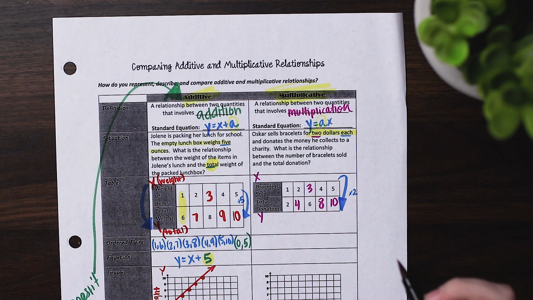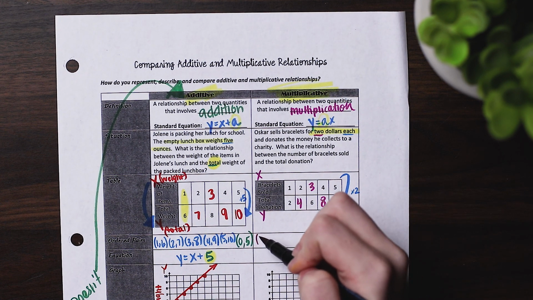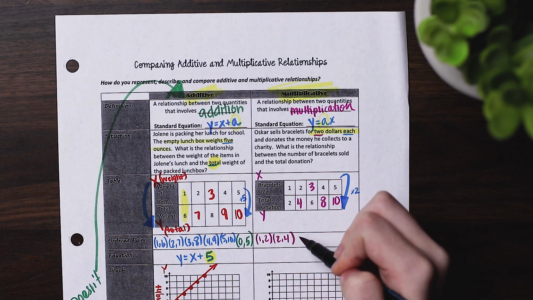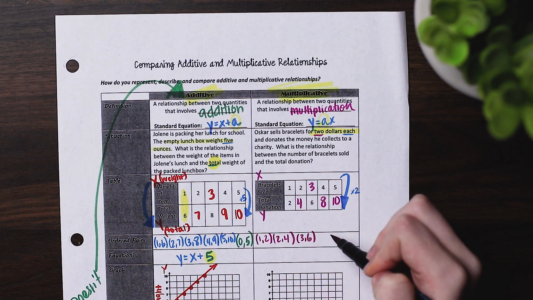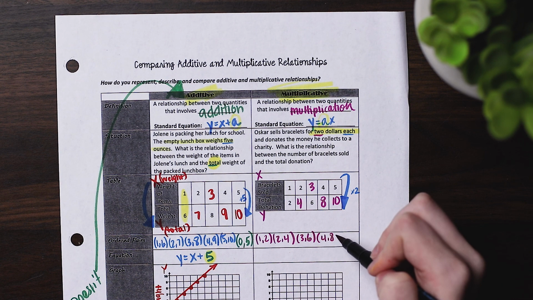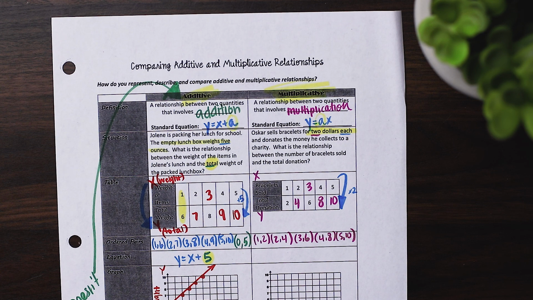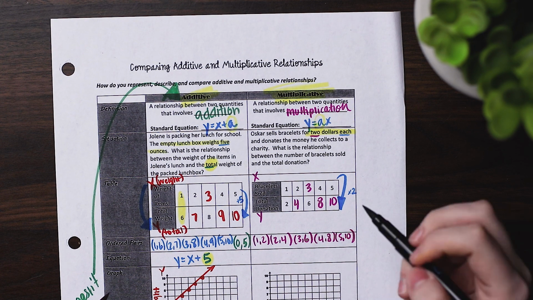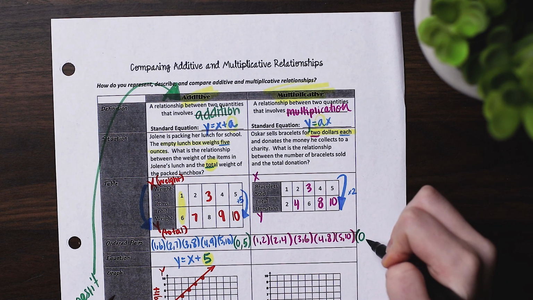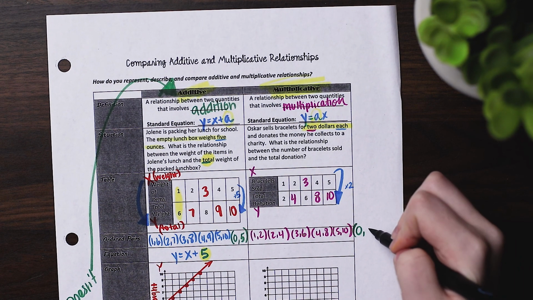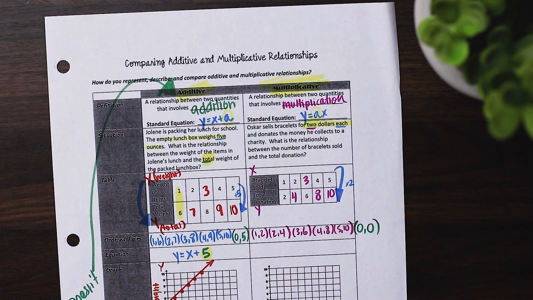So my ordered pairs, my first one right here, I have 1, 2. I have 2, 4, 3, 6, 4, 8, 5, 10. We're going to look at our bonus point. So my bonus point is always thinking, what about 0? So what about 0? If Oscar sells 0 bracelets, is he going to make any money? Absolutely not. So 0 bracelets, that's $0.